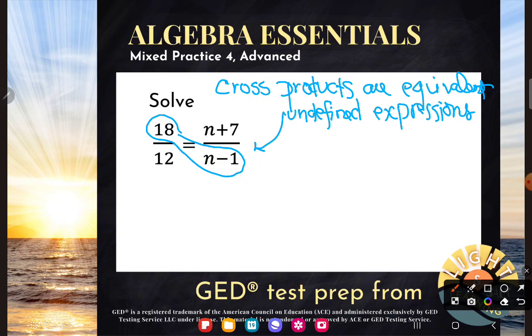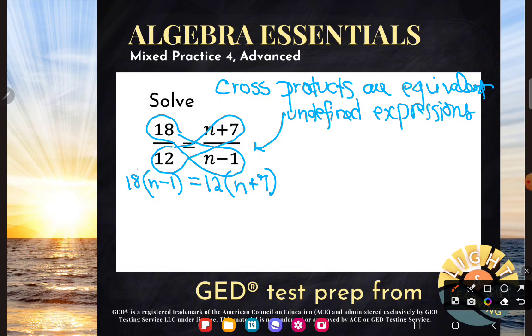So let's just go ahead and multiply this through and do our cross products. The first cross product is going to come from 18 times the quantity of n minus 1. Again, there's me using that language because I need you to realize that 18 is multiplying the entire n minus 1. So why don't we write it down with parentheses for now? And that's going to be equivalent to the other cross product, which is from 12 times n plus 7. And now I will do the simplifying.